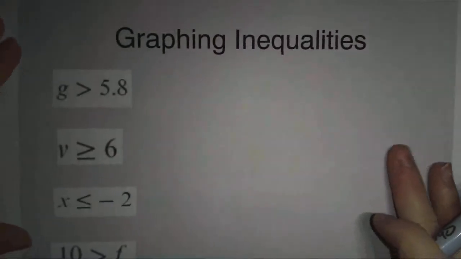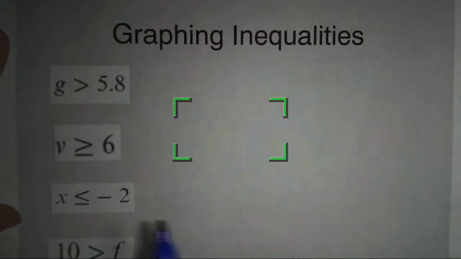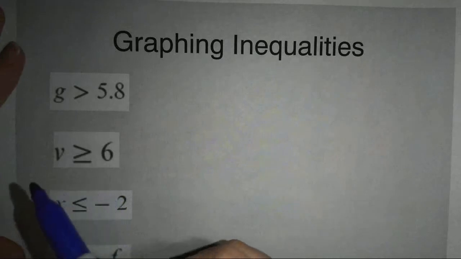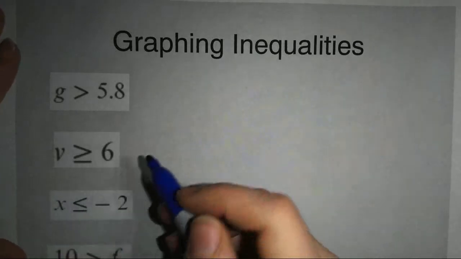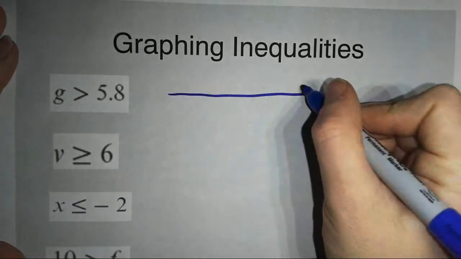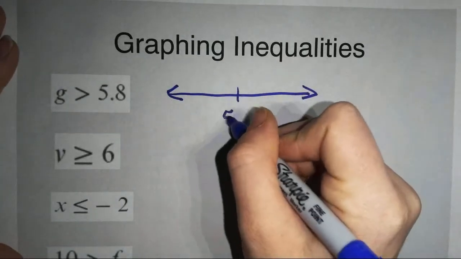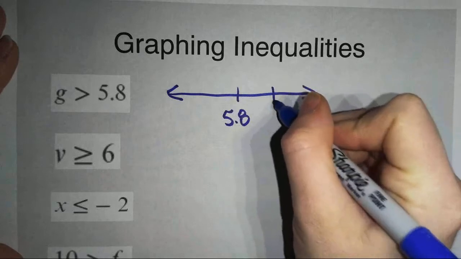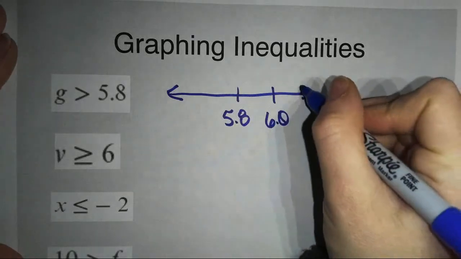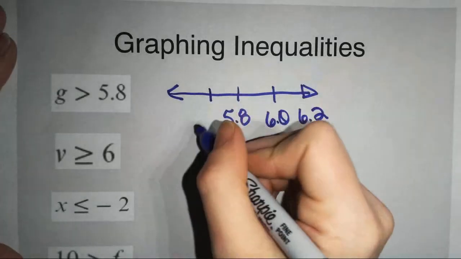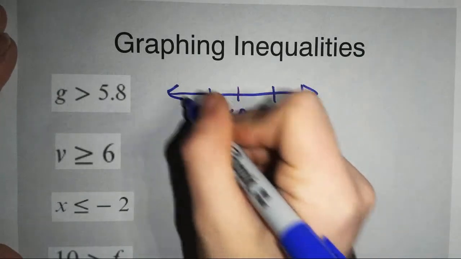Now we're going to try some of those. We're going to graph each of these inequalities on a number line. Our first example here is g is greater than 5.8. So I need to write a number line that includes 5.8 because that's the number in my inequality. So here's what I'm going to do. I'm going to make this 5.8, and I think I'll make this 6.0, and then we'll do 6.2. Notice I'm going up by 0.2 every time, so I'm going to go down by 0.2 every time.